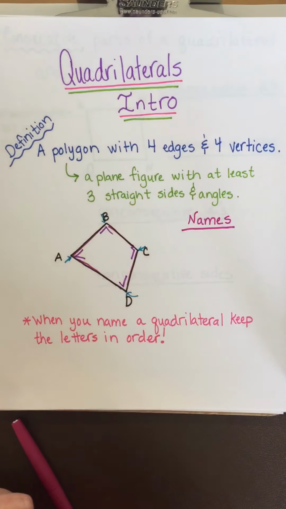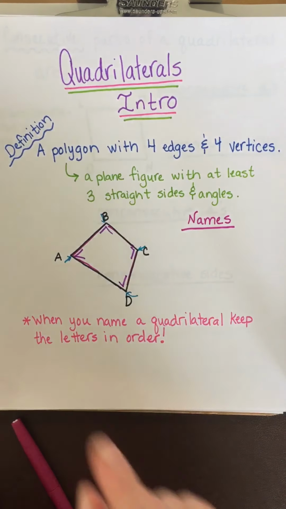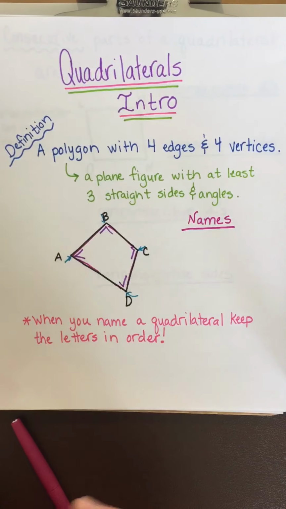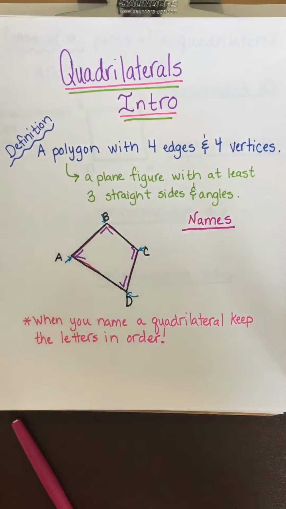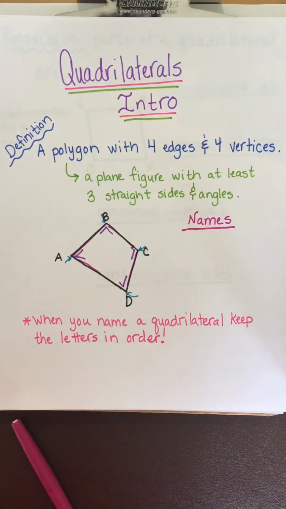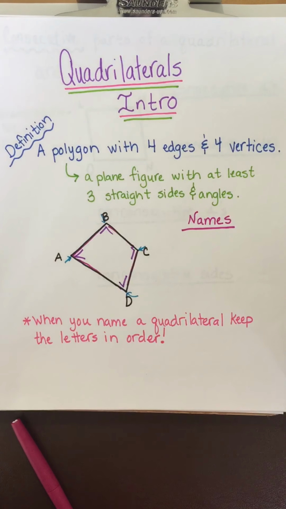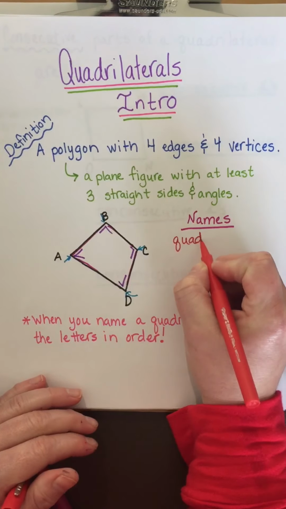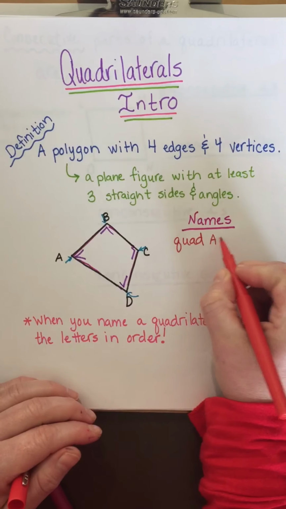So let's talk about naming a quadrilateral. It is really important when you name a quadrilateral that you keep the letters in order. But the cool thing is it doesn't matter which letter you start with as long as you go in order. So let's name this thing a few ways just for fun. Let's go with the obvious choice, quadrilateral ABCD.